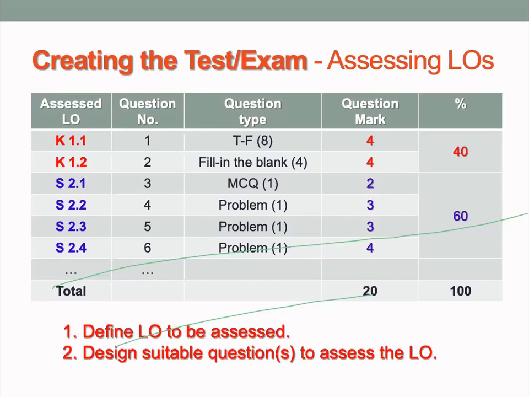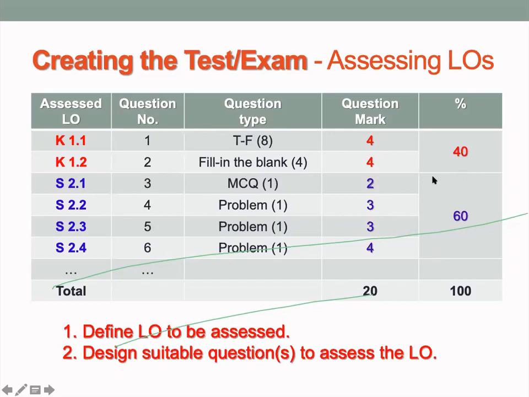For example, for LO K11, you use question 1, and the type of question, for example, true/false. You make it 8 questions in true/false, so it might be half, so 4 marks. For LO K12, for example, you have a fill-in-the-blank question, and for skill LO 1, you have the MCQ question. Then the other has the problem question, and then we have the marks here, and the total.